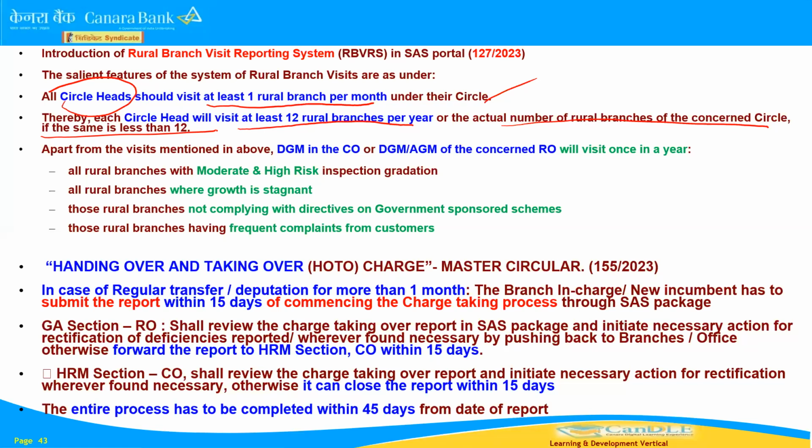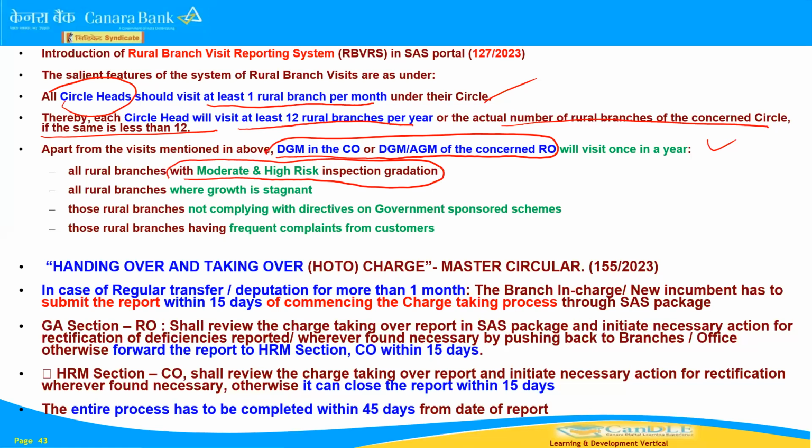Apart from the circle head visit, the DGM in CO or DGM AGM of the concerned RO will visit every rural branch once in a year. The circle head visits one rural branch per month, total 12 a year or fewer if the circle has fewer. But the DGM in CO or AGM has to visit once in a year. Which branches? Rural branches with moderate and high risk inspection gradation. Every year they have to visit.